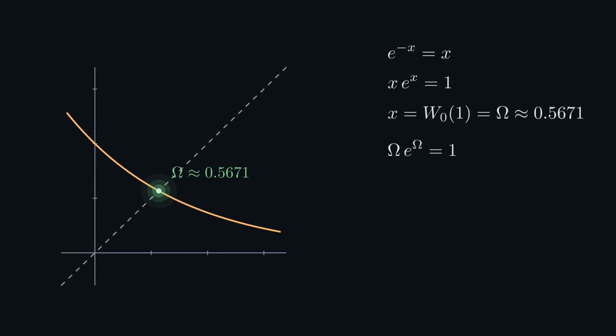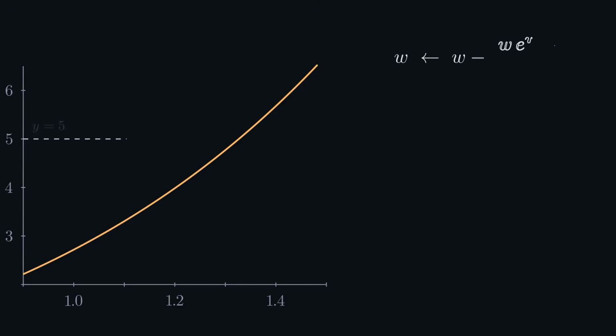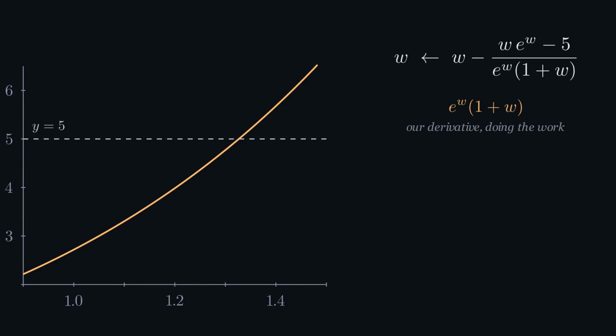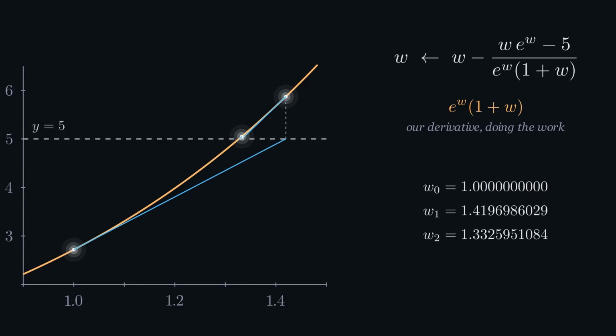And when a computer actually plots this curve, or evaluates it, it runs Newton's method. It repeatedly improves a guess. Using the update, w becomes w minus the error divided by e to the w times 1 plus w. And look, there is our derivative again. E to the w times 1 plus w, doing the work. Just a handful of steps for every single point on the curve. That is what is happening under the hood every time this graph gets drawn.